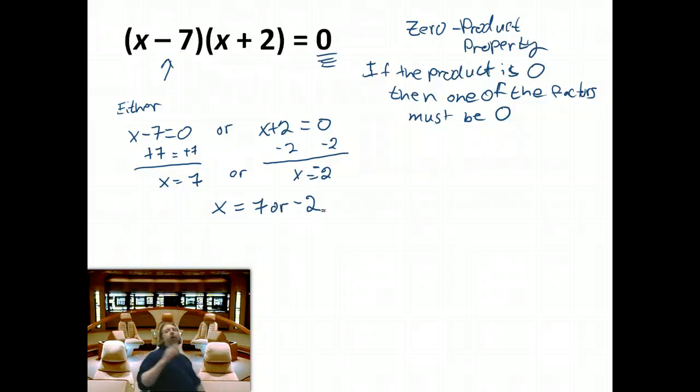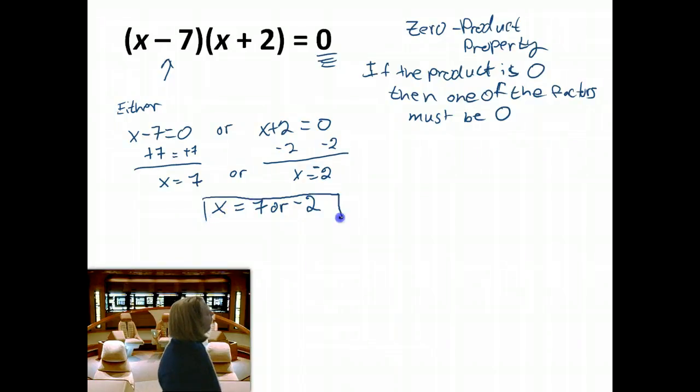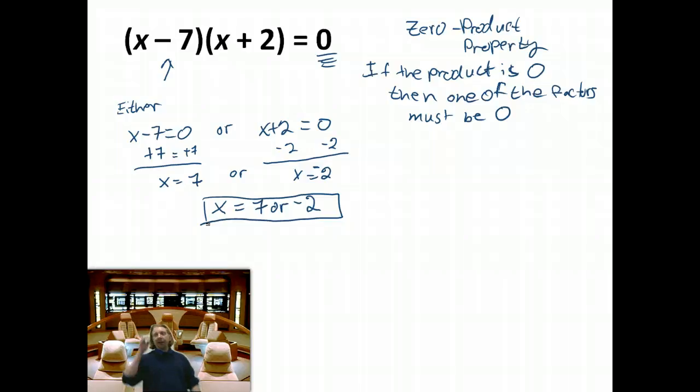So x minus 7 equals 0, or x plus 2 equals 0. Work it out now. My answer to the algebra problem is that x is either 7 or negative 2. This whole chapter, quadratics, you're going to find that you have two answers to almost every problem.